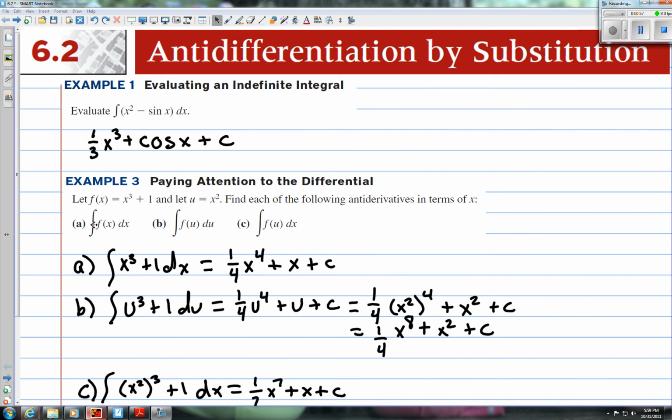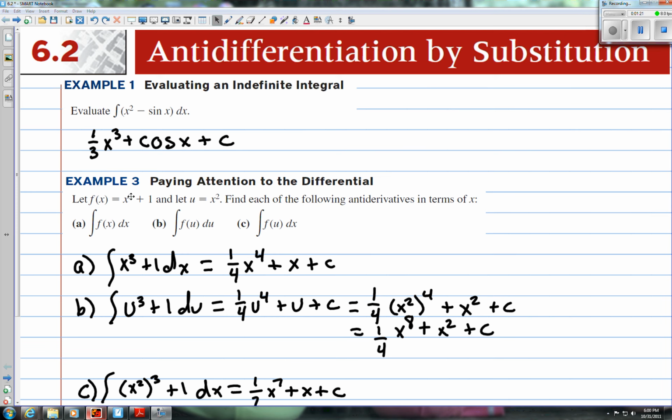In letter A, we substitute x to the third plus 1 in for f of x, and we are differentiating with respect to the variable x. So this one is pretty straightforward. The answer is 1/4 x to the fourth plus x plus c, and this is already in terms of the variable x.